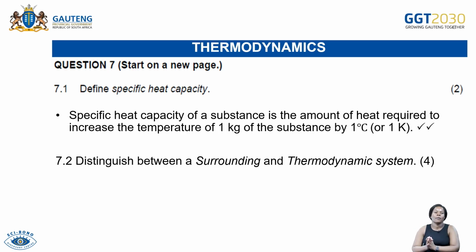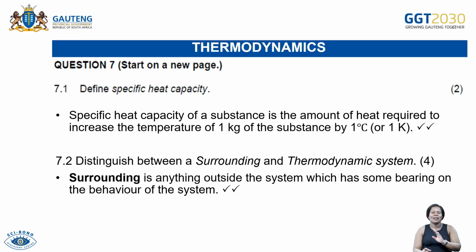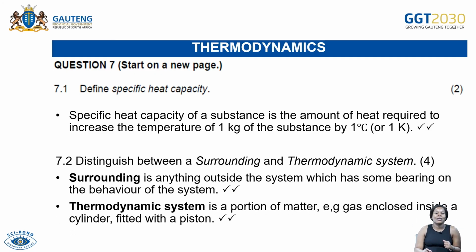as 2 marks. Okay. 7.2, it says distinguish, differentiate between a surrounding and a thermodynamic system. Remember what we said about the surrounding. Surrounding is anything outside of the system which has bearing on the behavior of the system. So should we allow the system to interact with the surrounding, it will have a certain bearing on how the system operates. And on the other hand, a thermodynamic system is a portion of matter, for example, a gas enclosed inside a cylinder fitted with a piston.